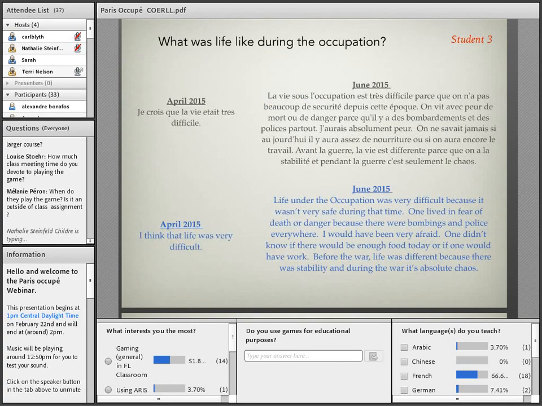This one, student number three, is actually my student who was the double major in history. Oh no, this is a different one. I'm not sure which student this was, but you can see just in terms of the volume of language, in April 2015, what was life like during the occupation? It was very difficult, as opposed to what they wrote post-game.